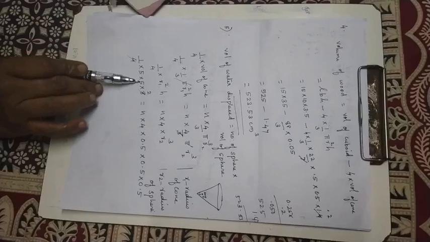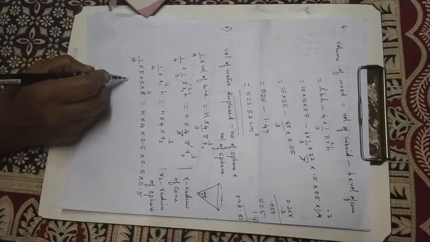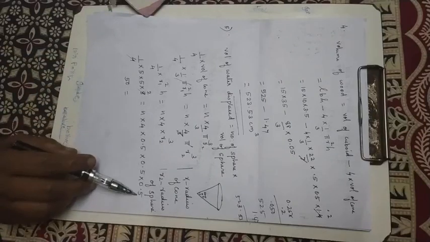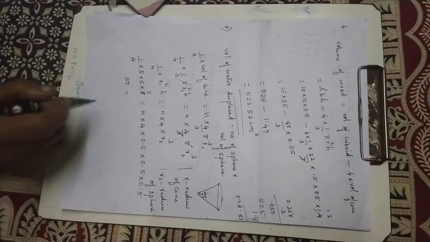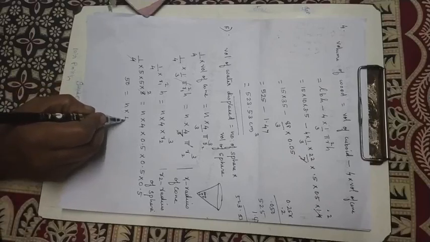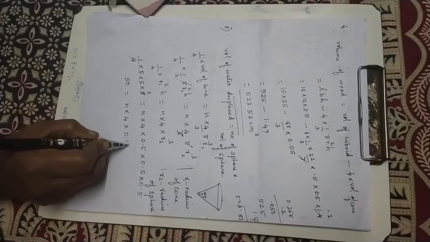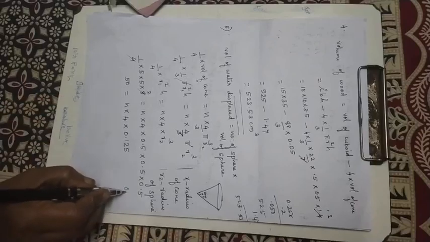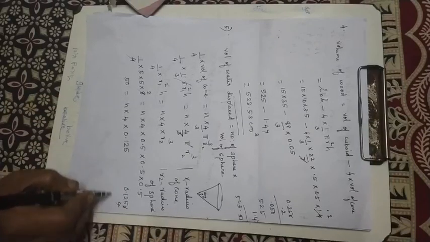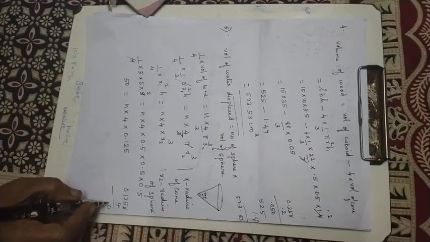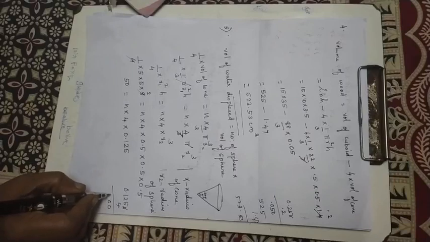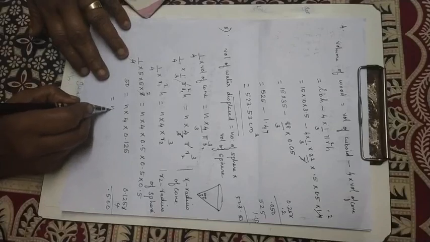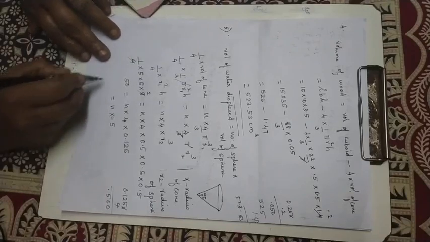So 5 into 5, 25 into 2, 50 you will get. Here 5, 5, 5, so 5 into 5 into 5 is 125, and it is point, so it will be N into 4 into 0.125. Then 125 into 4, that is 0.5. So N into 0.5 you will get, that is equal to 50.